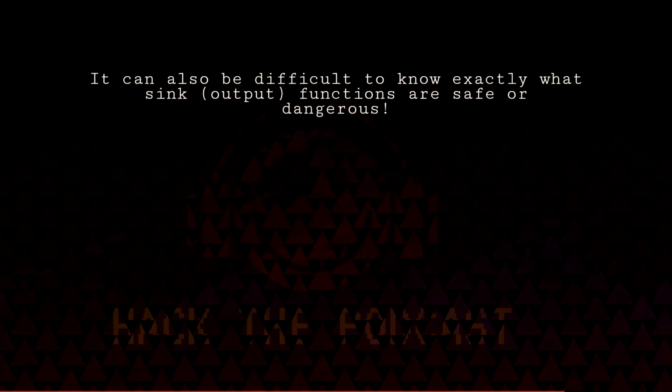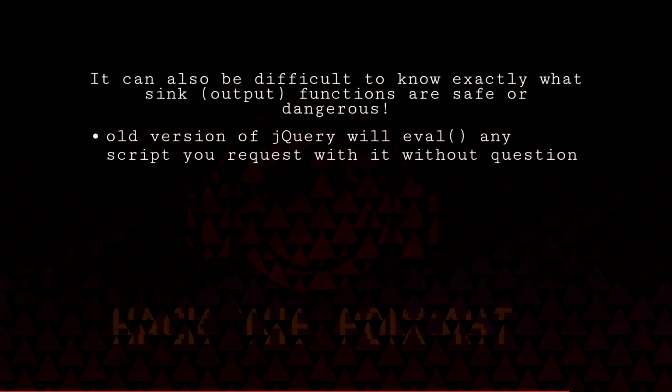And similarly, it can also be difficult to know exactly what output or sink functions are safe or dangerous, right? So for example, old versions of jQuery would eval any script you requested with it. So if you did a jQuery get data.js, it would just eval that script. And this was, as far as I understand it anyway, a way to get JSON data back very conveniently. It was a way to evaluate code and easily load code that you would need dynamically, which might sound good in theory, but when you think about the fact that you're evaling literally any script, it means that if an attacker gets control of jQuery, they can now eval any script they want.